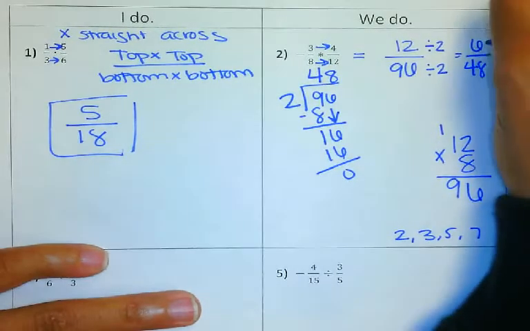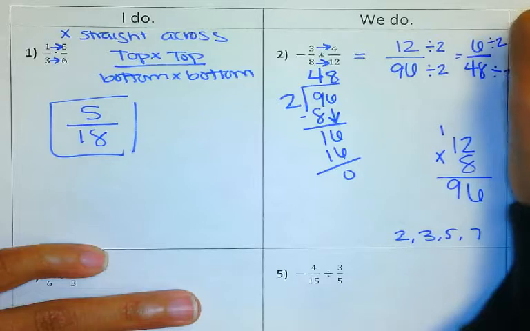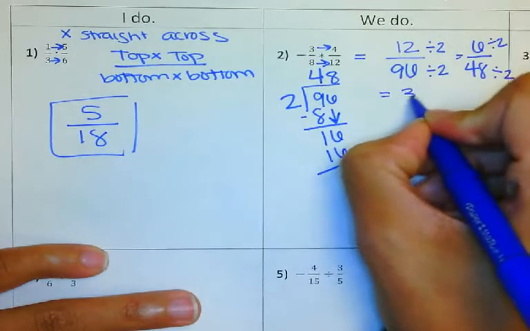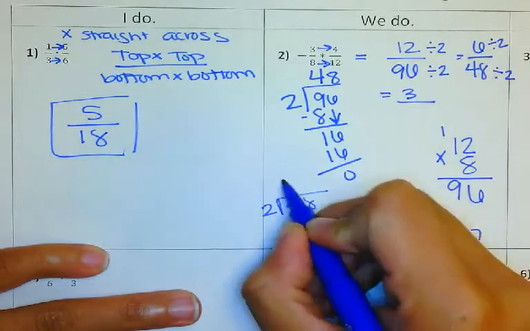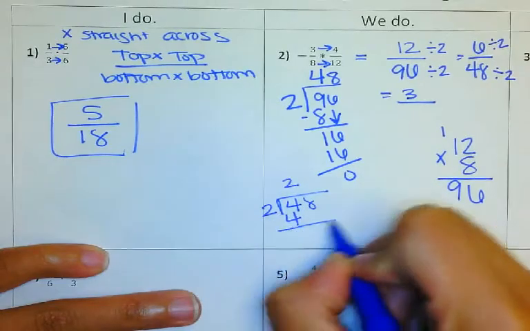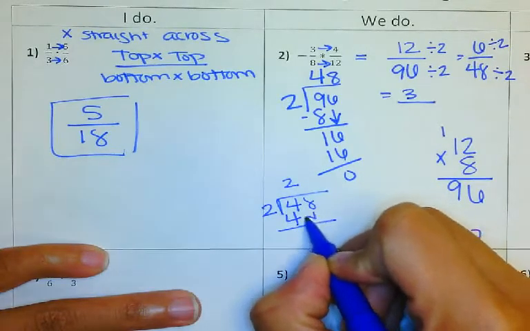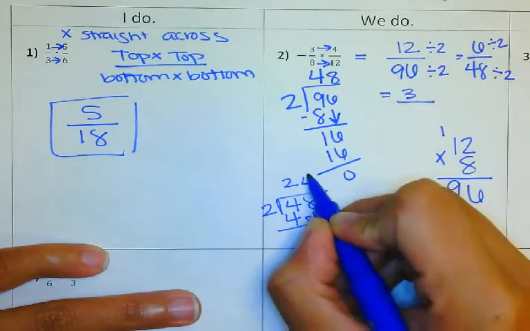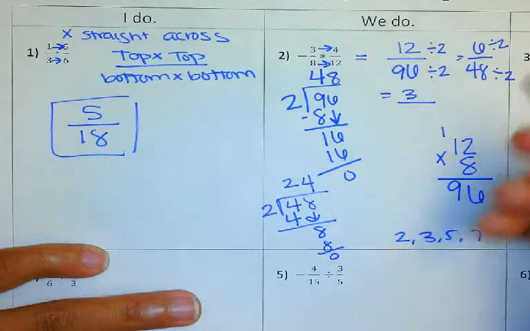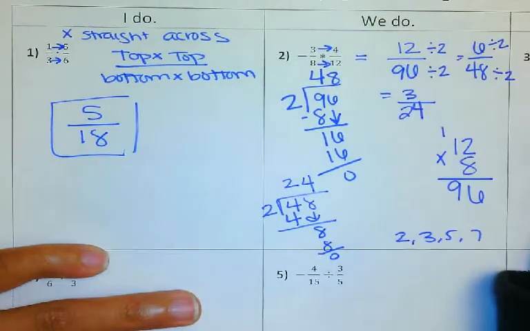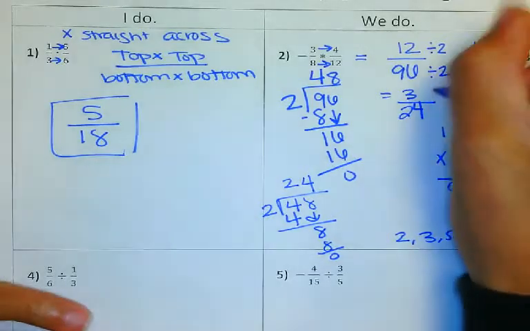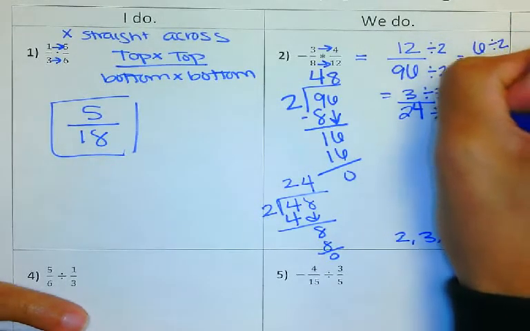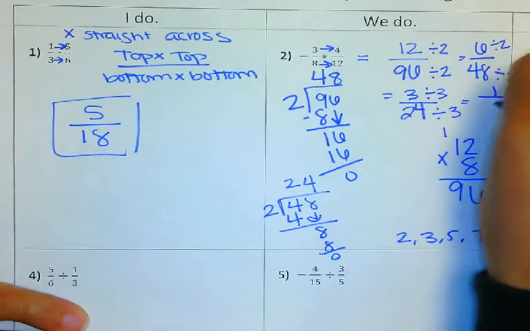Let's say you decide to divide by 2 again. So then I get 3 over 48 divided by 2. Goes twice. 2 times 2 is 4. Bring down your 8. 2 goes into 8 4 times. 4 times 2 is 8. So I get 24. I think it could go in one more time. I think it could be divided by 3. So I get 1 over 8.